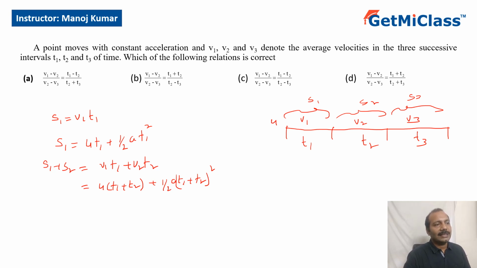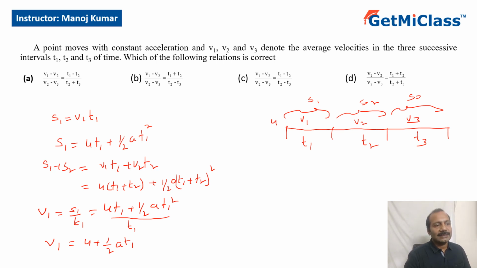So here I can write V1 equal to how much? S1 by T1. So that can be written as U T1 plus half A into T1 square by T1, and that will give me V1 equal to U plus half A T1. This is what we're getting. Now let's look at the next part.